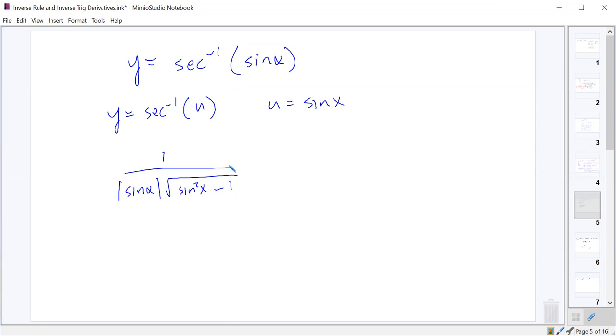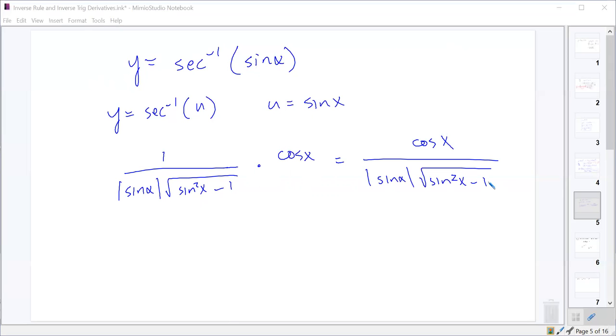And then we got to multiply that by the derivative of sine x, which is cosine x. So we get cosine x over absolute value sine x square root sine squared x minus 1. Good or no? Yep, you can just leave the absolute value like that. Absolute value sine x is just absolute value sine x. Since sine is sometimes positive and sometimes negative, you can't clear it out. Just leave it as is.